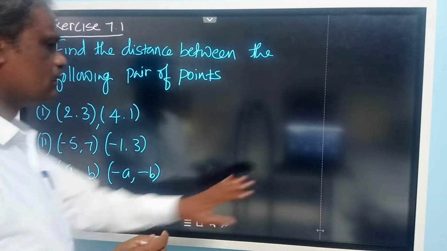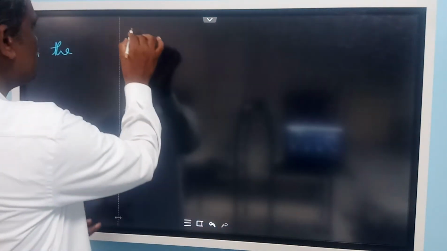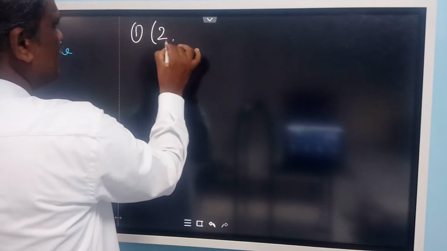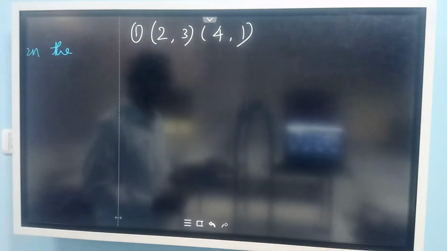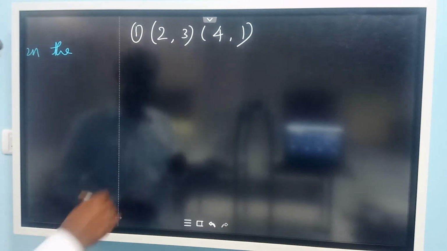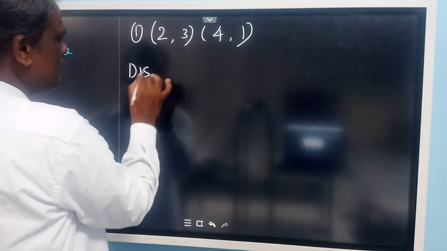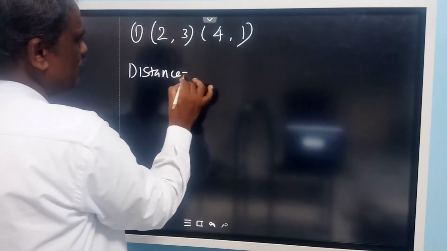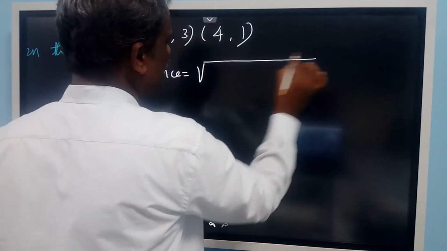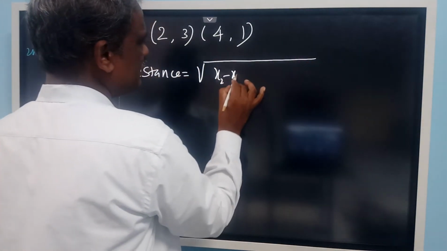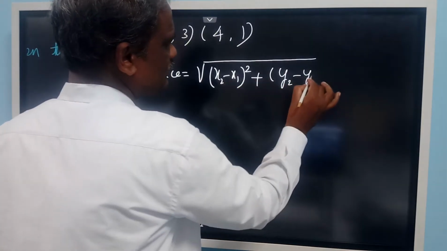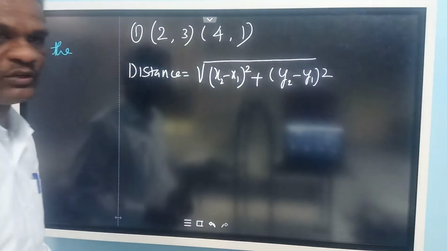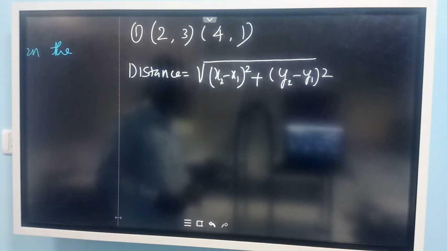First one, 2, 3 and 4, 1. First question. The points given are 2, 3 and 4, 1. These are the 2 points. We need to find the distance between these two. So now let us see that the distance between these 2 points is root of x2 minus x1 whole square plus y2 minus y1 whole square. This is the formula to find the distance between any 2 points.